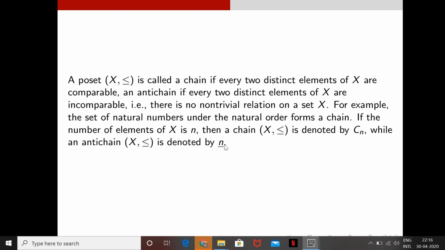We will go through this chain after I explain the representation of posets in the next video. Then you will get a better understanding of what is a chain and what is an anti-chain.